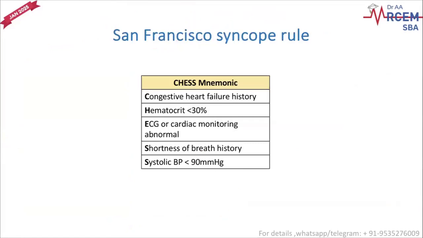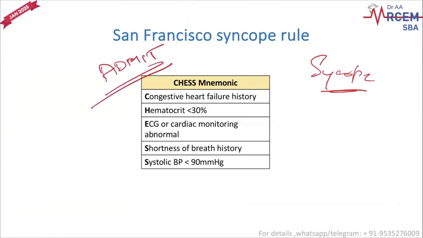Sometimes you may not be able to get the typical history for syncope. You may not have any typical history at all. Everything is fine. What to do for this patient? Do I need to admit or discharge? You admit this patient in the cardiology care for further evaluation if any one of the following is present. If he is a known case of congestive heart failure, if the hematocrit value is less than 30, or ECG or cardiac monitor shows any non-specific abnormalities, also you'll admit, or the patient had a history of shortness of breath, then he lost his consciousness.